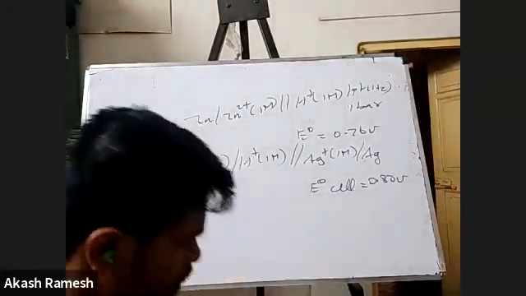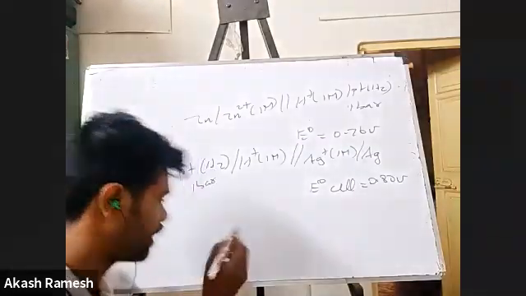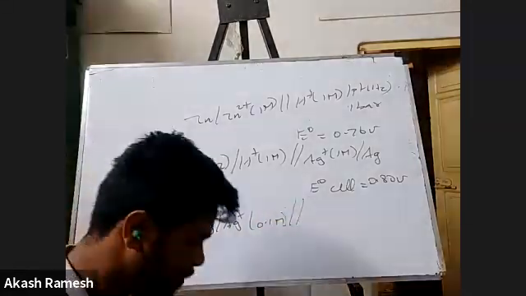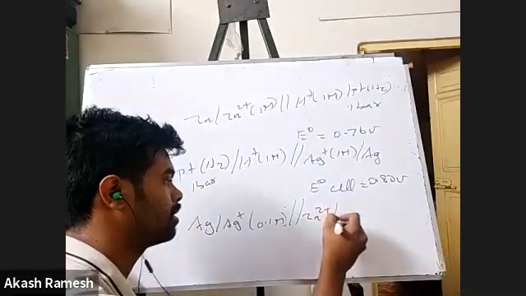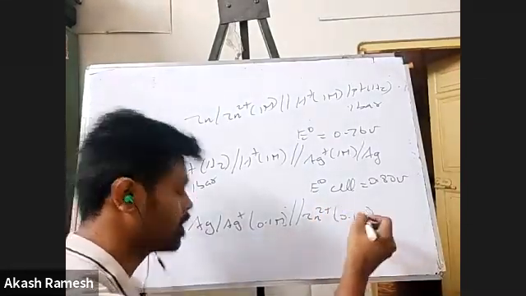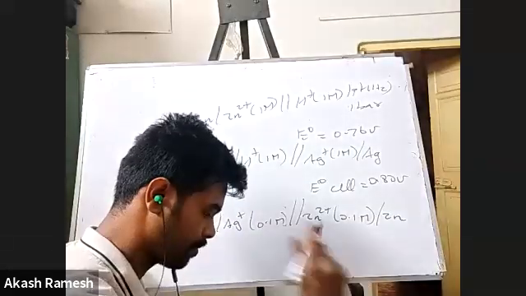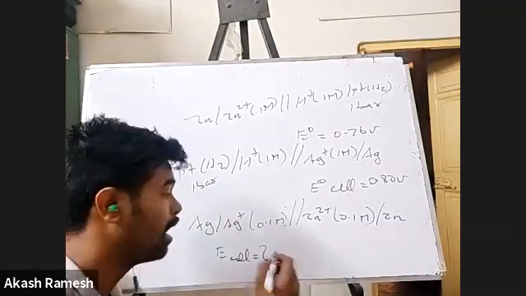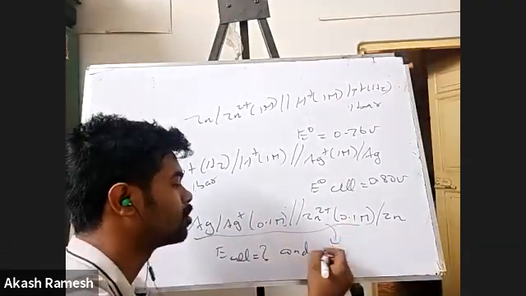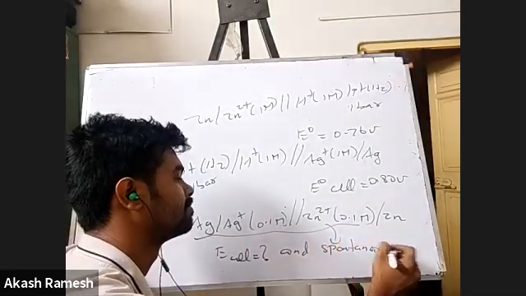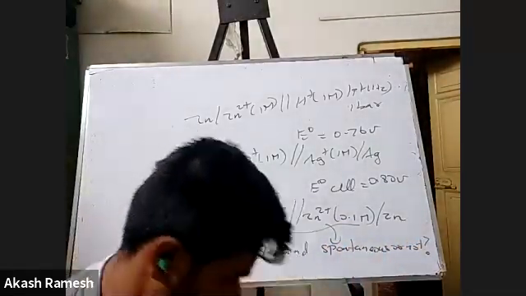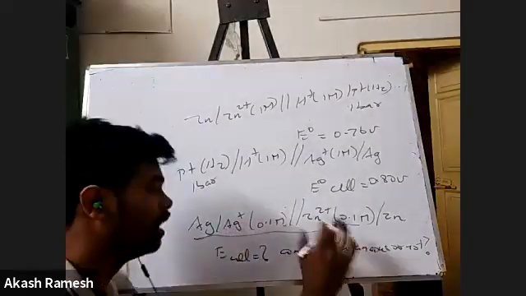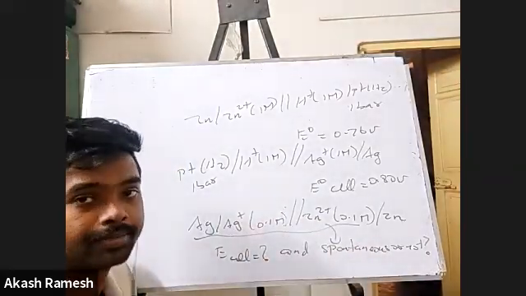Now they're asking, if I have this cell, Ag | Ag+ (0.1 M) || Zn2+ (0.1 M) | Zn, find the E cell of this, and whether this cell reaction is spontaneous or not. Two things you have to find.